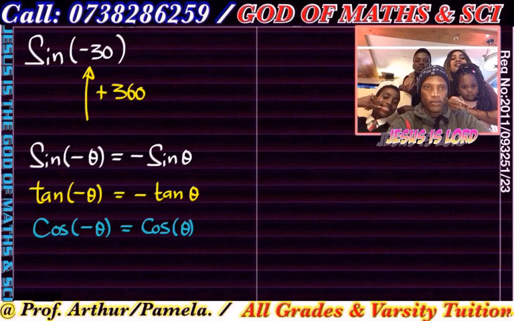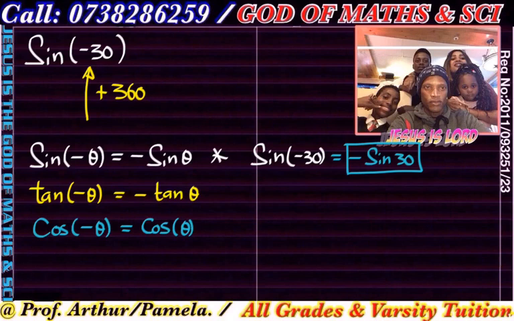Let me give you an example for each one of them. For this one here, if you've got sine of negative 30, your answer is going to be minus. It's like taking out the minus. It's not exactly, but it looks like it. Then you can work it out, and I know the answer is going to be minus a half. If you press sine of negative 30, you get minus a half, and when you press minus sine 30, you also get minus a half.